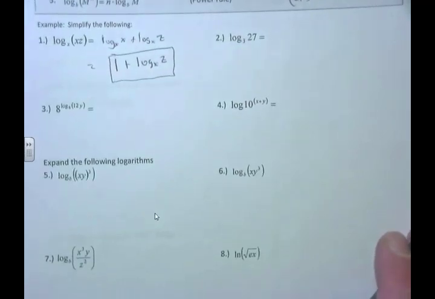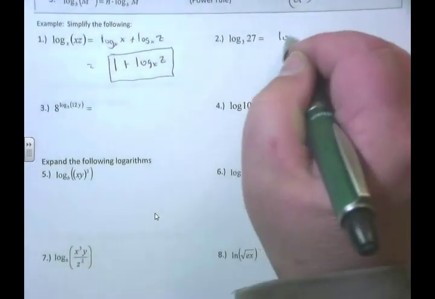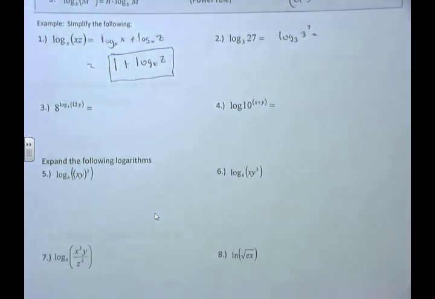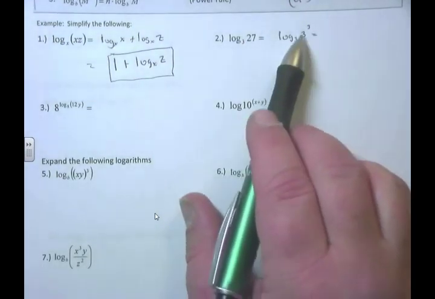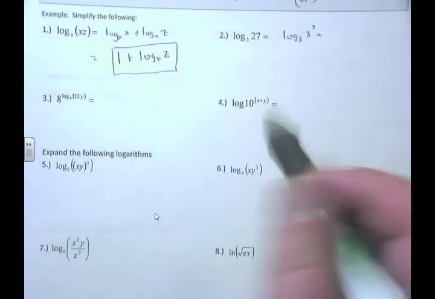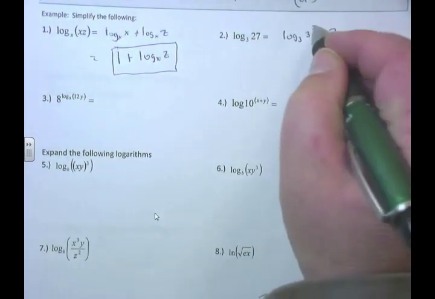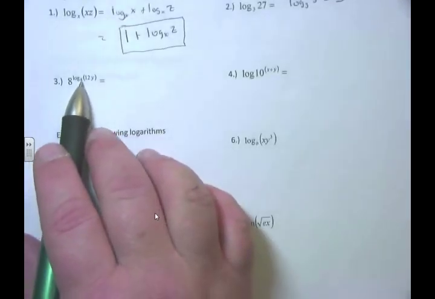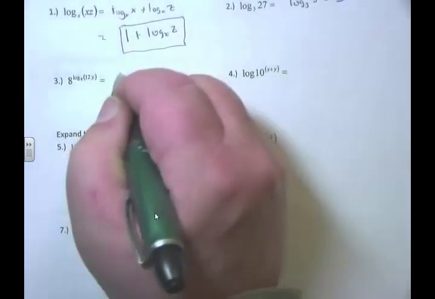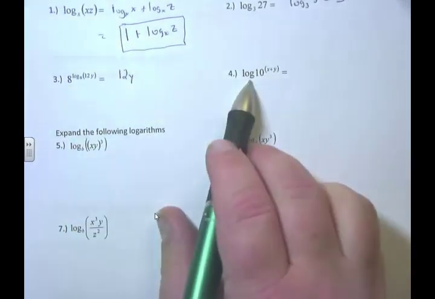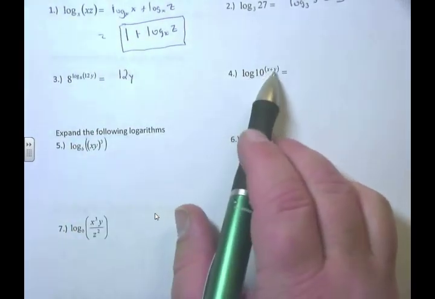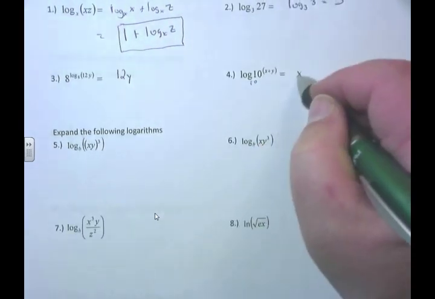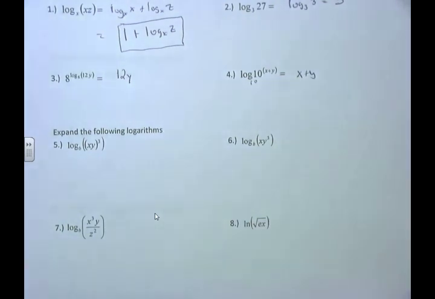Number 2, the log base 3 of 27. Well, fact is 27 is 3 cubed, right? 3 times 3 times 3. But when the base on your log and the base of the exponential part are the same, they cancel, so we're left with the exponent 3. Same reasoning here. The log base 8 raised to the log base 8 of 12y is 12y. And the same idea here. Log of 10 raised to the x plus y. Well, this is understood to be log base 10. So they end up canceling and you're left with x plus y.